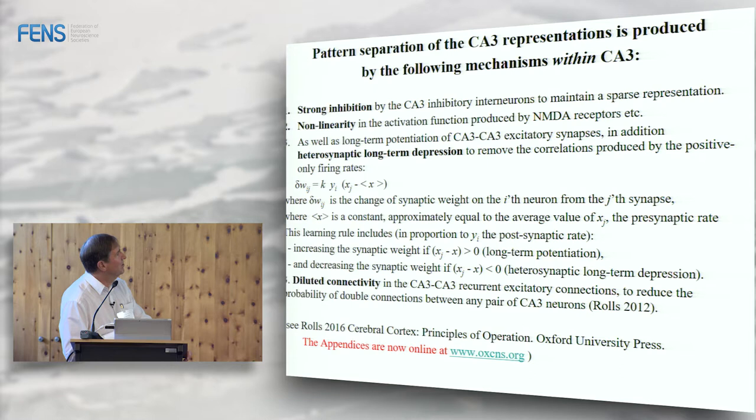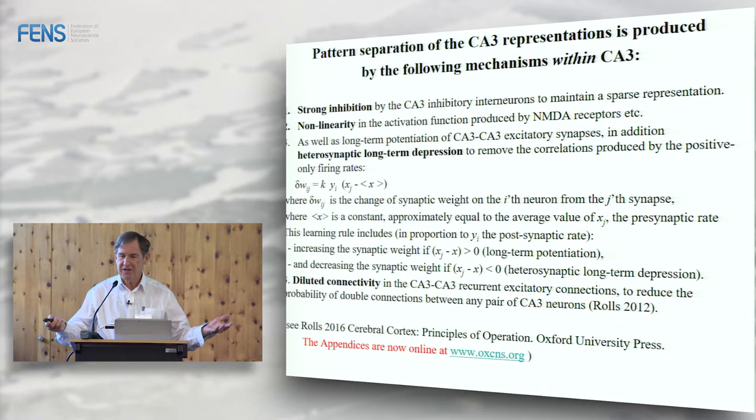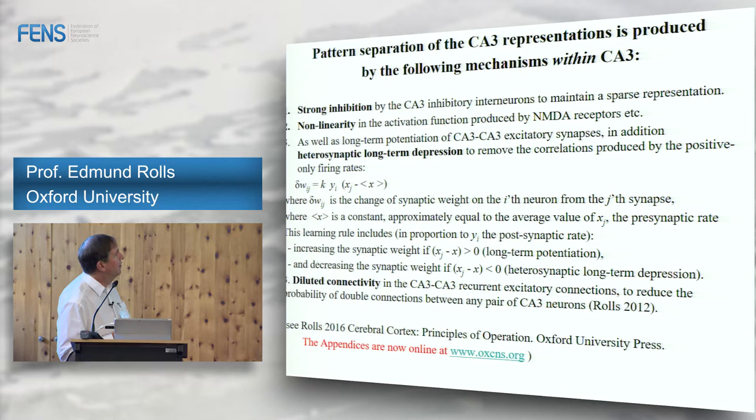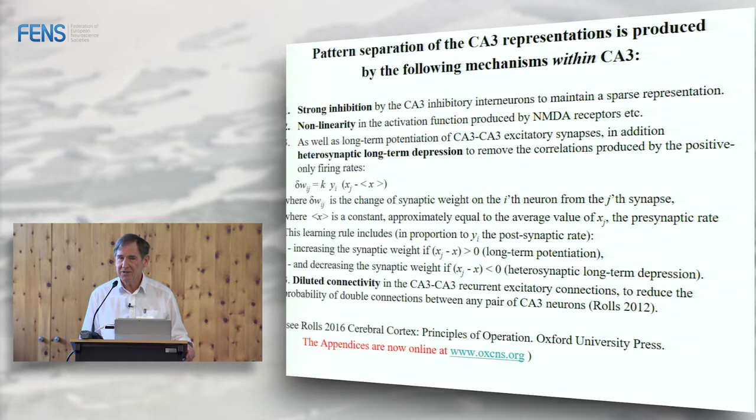But here's what happens. There are lots of factors within CA3 which are important in helping the sparse representation. So strong inhibition in CA3 helps to produce a very sparse representation by letting only a few neurons fire. Nonlinearity in the activation function is important. NMDA receptors are nonlinear. And so that means only the relatively fast-firing neurons would store something, would show LTP. As well as long-term potentiation, it helps by having this heterosynaptic long-term depression. So for Haim, the change of synaptic weight here is proportional to the postsynaptic firing times the presynaptic firing minus the average of the presynaptic firing is what that achieves for you. That's the important type of LTD.